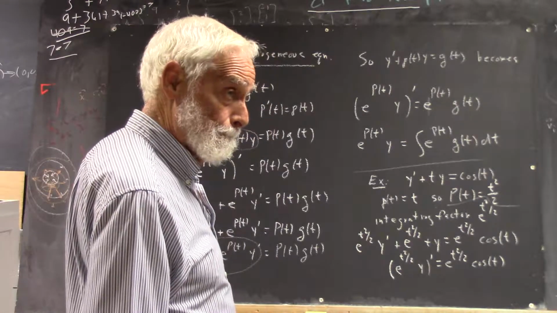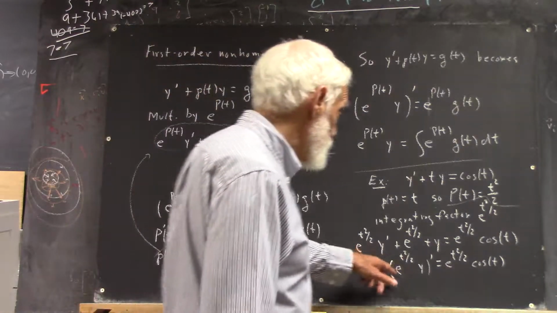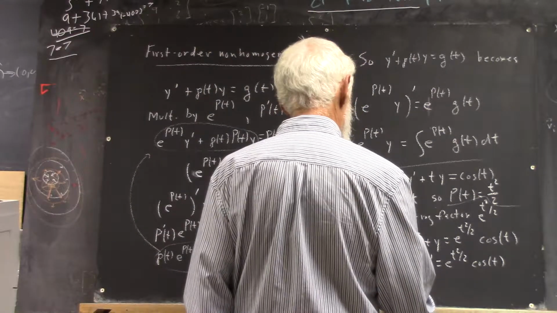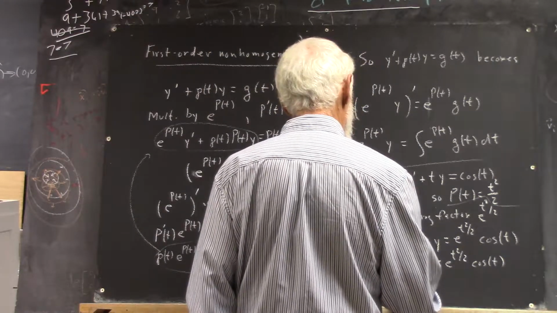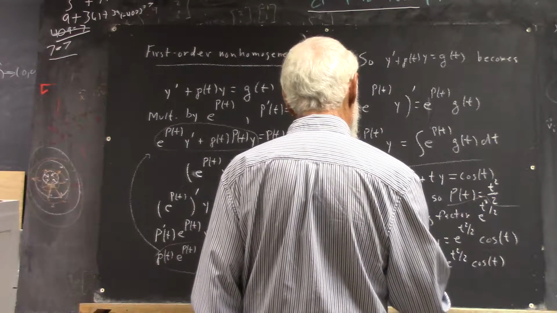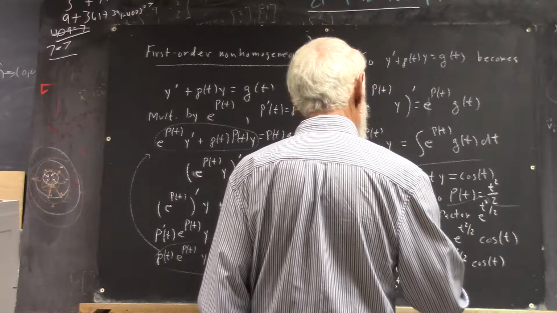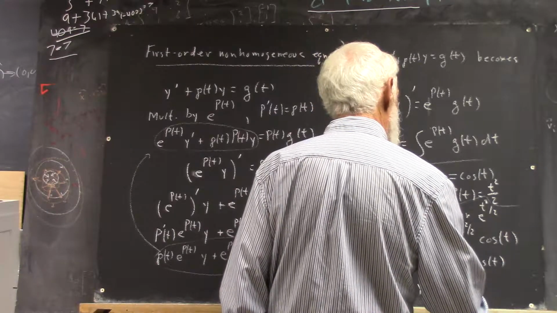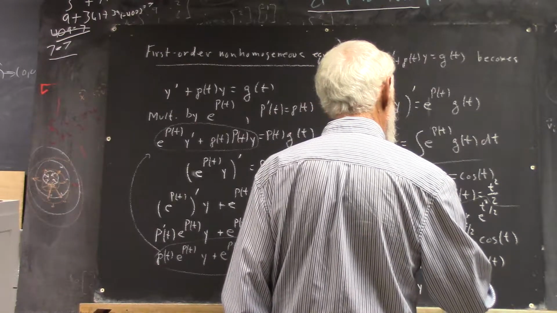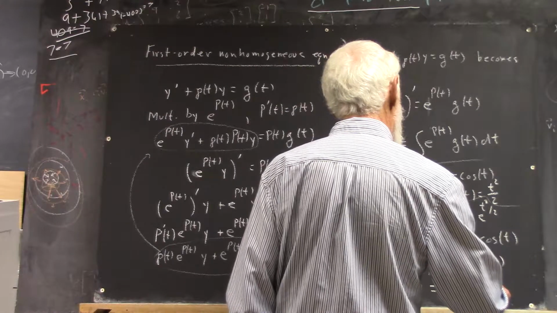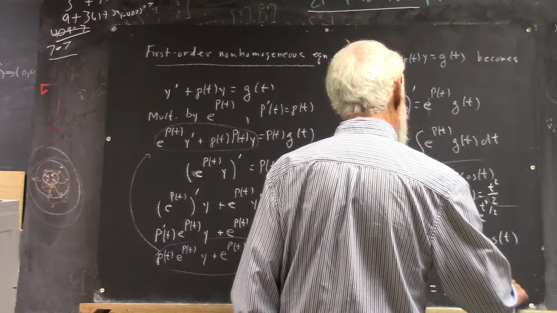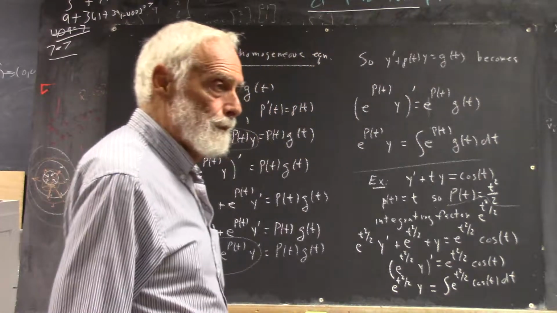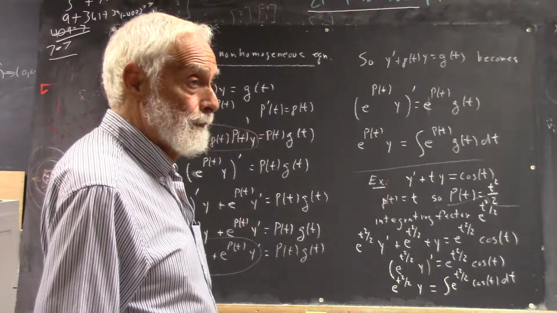right? And now since the derivative equals this, all you have to do is integrate both sides and you get e to the t squared over 2 y is the general antiderivative of e to the t squared over 2 cosine of t dt. Okay?